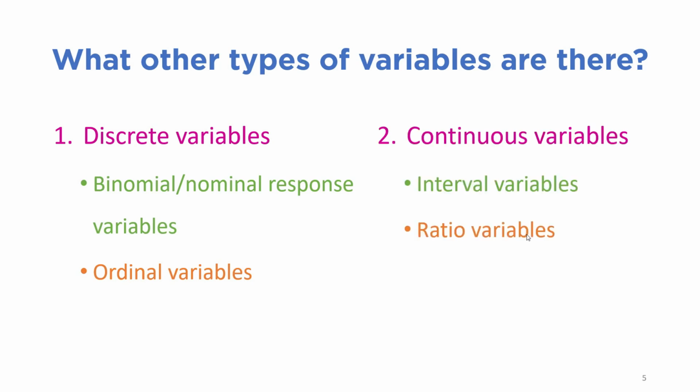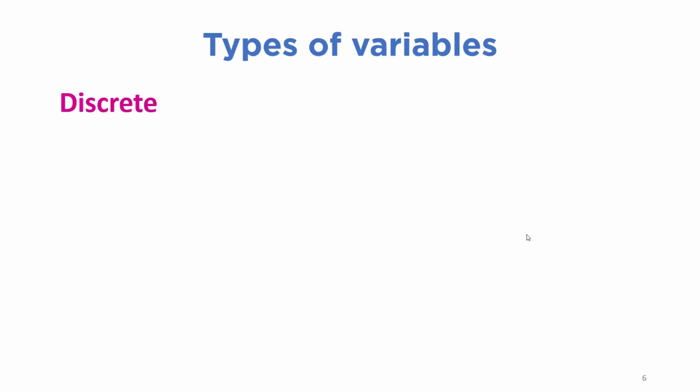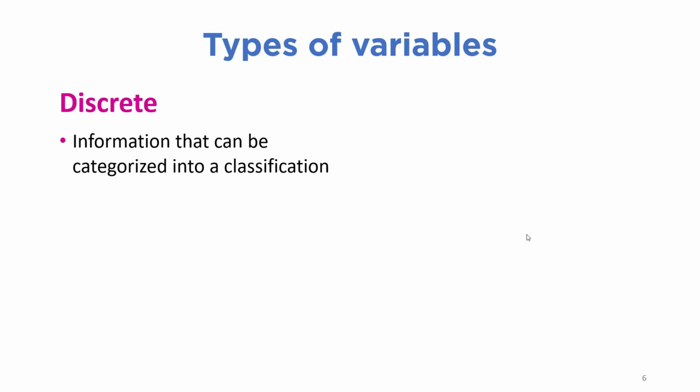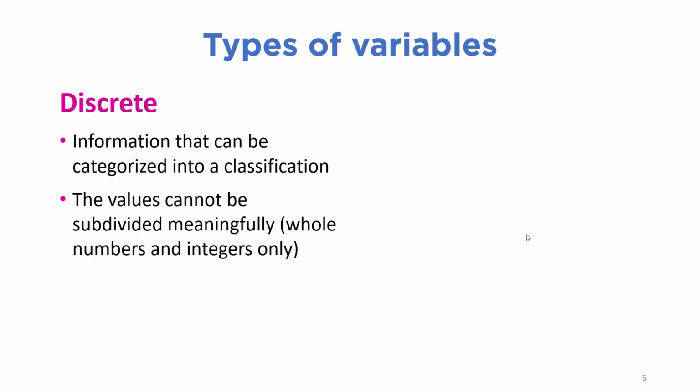We also have continuous variables. These can be ratios or intervals or anything along the full real number system. If we're talking about discrete variables, this is information usually that can be categorized into classifications, and the values cannot be subdivided meaningfully. So whole numbers and integers only. They can be numeric, but they don't necessarily have to be. They could be categorical, like red, blue, green, or yes, no, or low, medium, high.